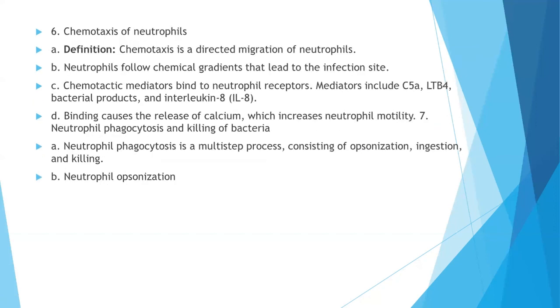And then there is the chemotaxis of neutrophils. The chemotaxis is directed migration of neutrophils. The neutrophils follow chemical gradients that lead to the infection site. There are many, many chemical mediators, and there may be C5a, leukotriene B4, bacterial products, and interleukin-8 to name some. And then there is the neutrophil opsonization.